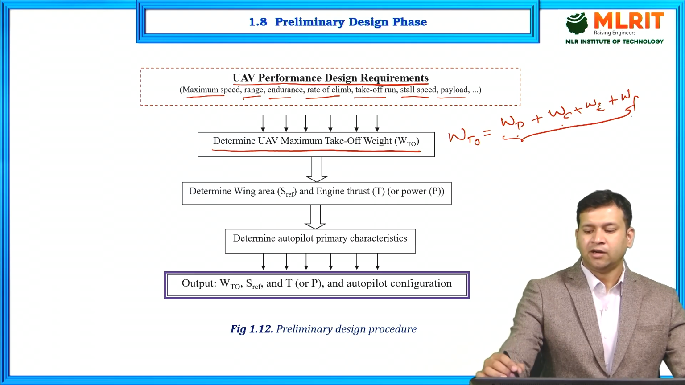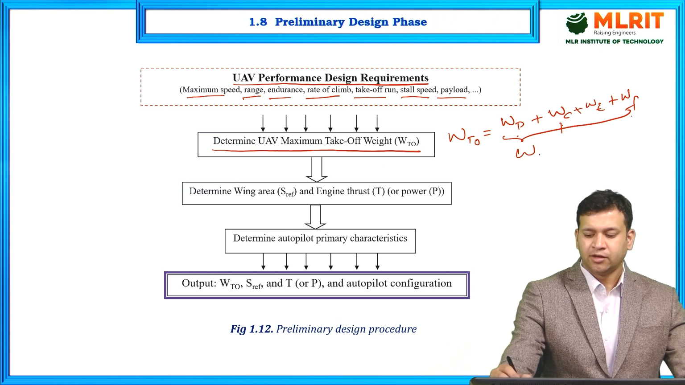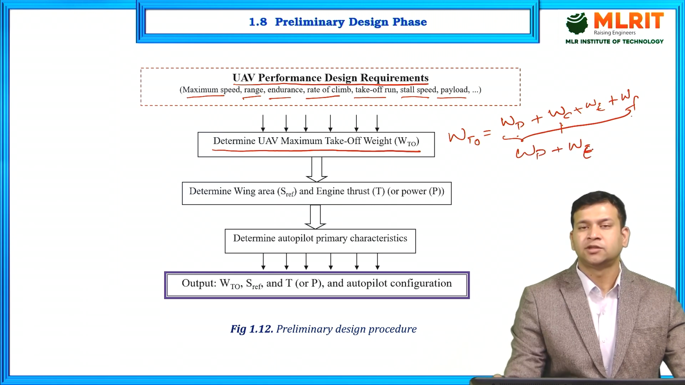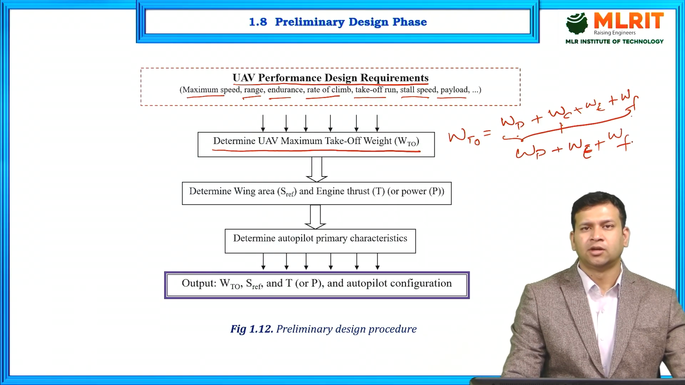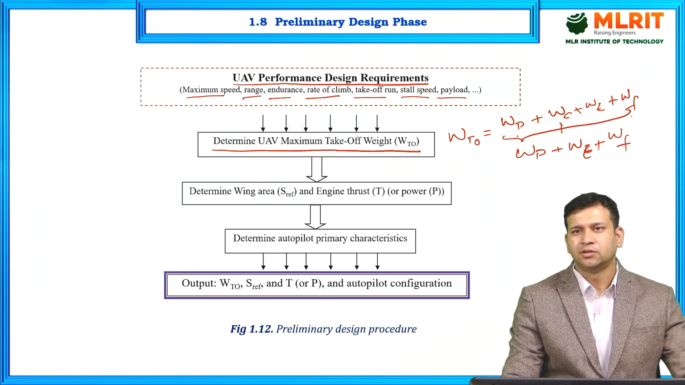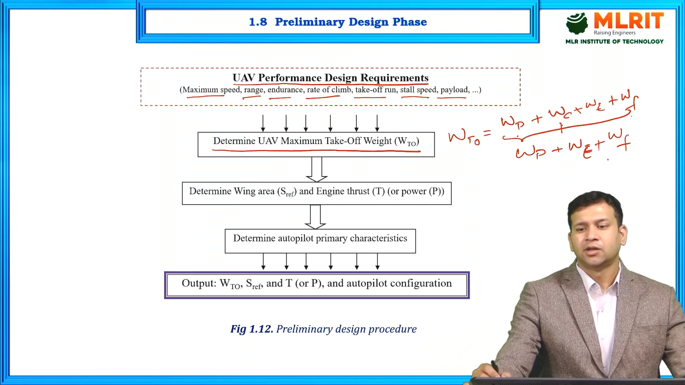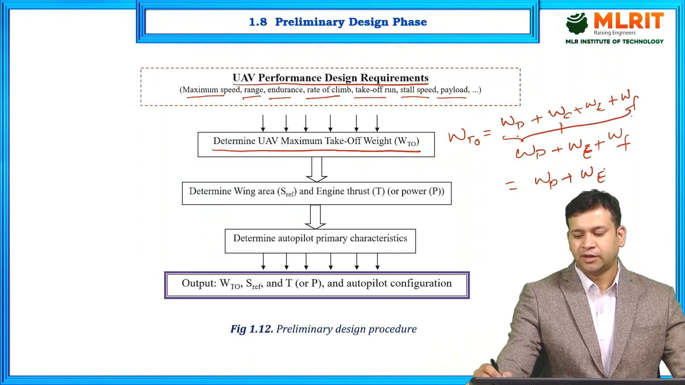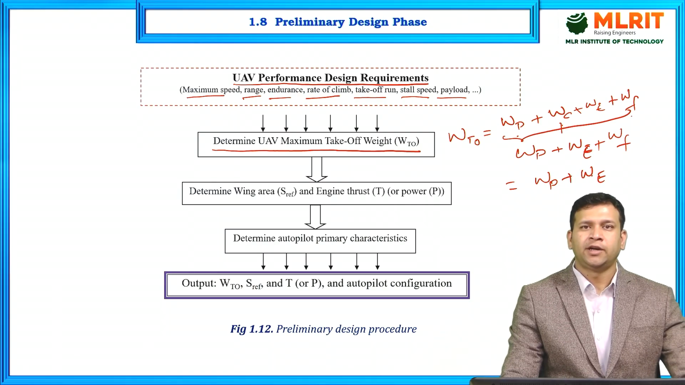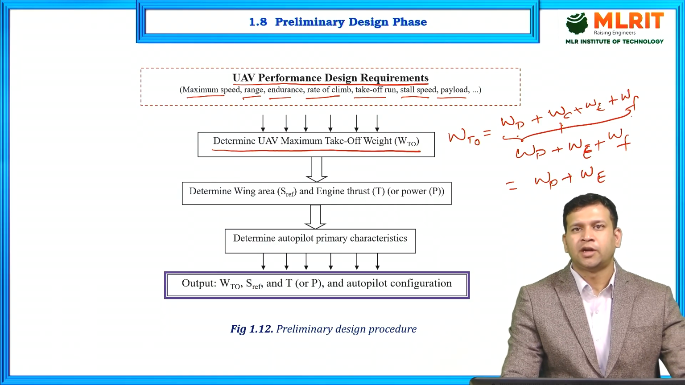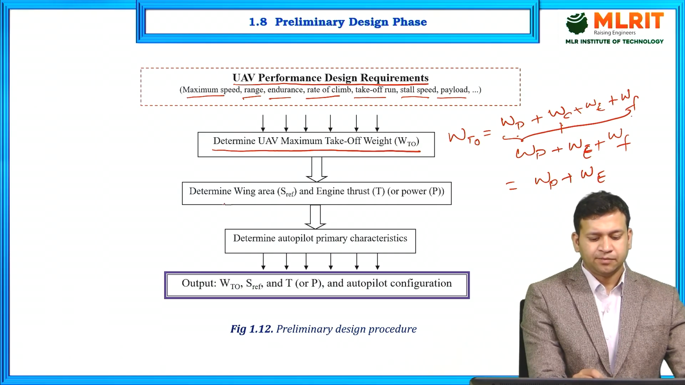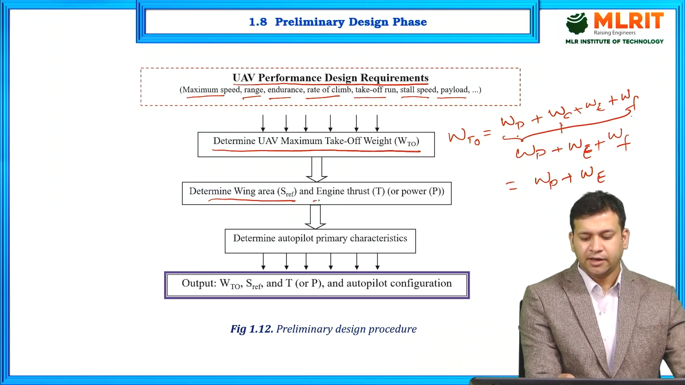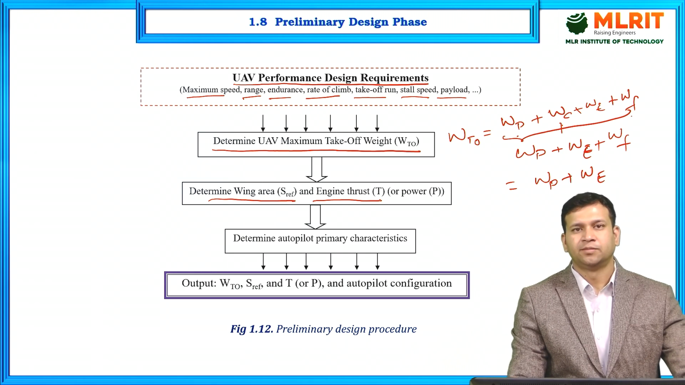For an unmanned air vehicle, there is no crew load, so it will be payload and the structure of the aircraft, that is empty weight, plus, if it has a jet engine, fuel weight. Else it will be only payload and empty weight. This empty weight will include the batteries and the power systems which will drive the aircraft. Once the maximum takeoff weight is determined, then the wing area is determined and engine thrust or power is determined.